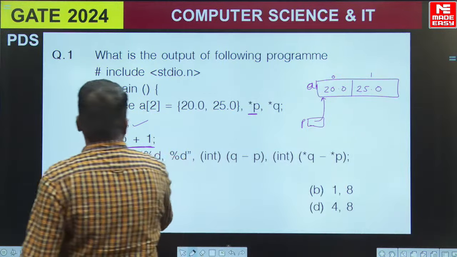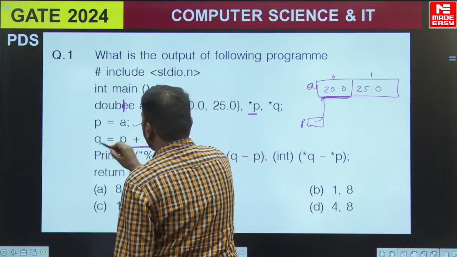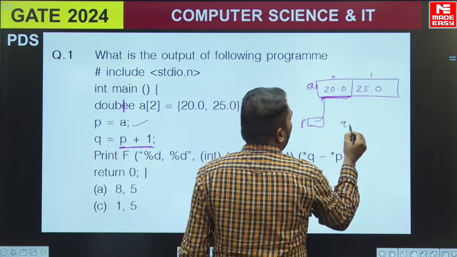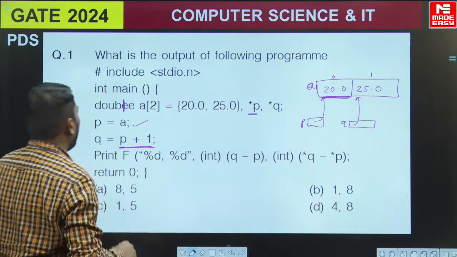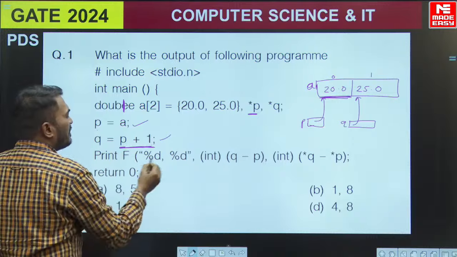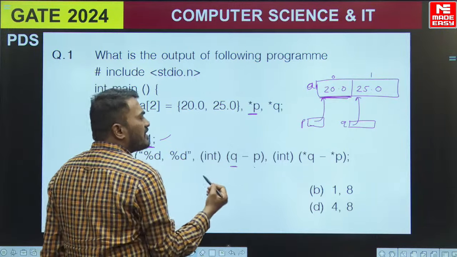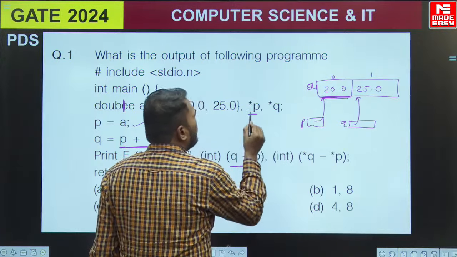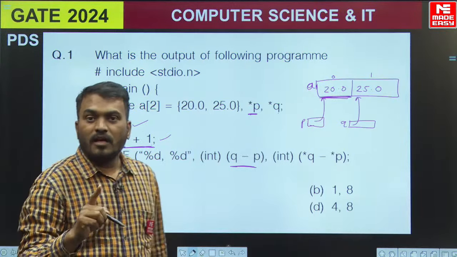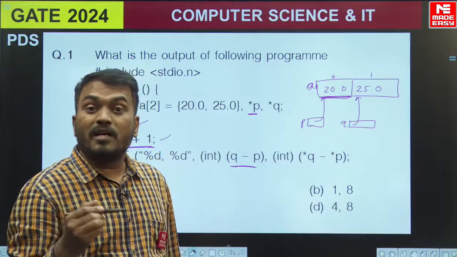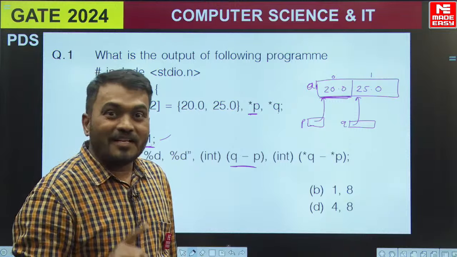So p is pointing to the 0th element, and p + 1 is assigned to q, so q will point to the next element, that means the first element. These two lines are completed. Now print q minus p. First of all, is subtraction between two pointers allowed? Yes, only if both are pointing to the same array and the size of the element is the same. Don't get confused.